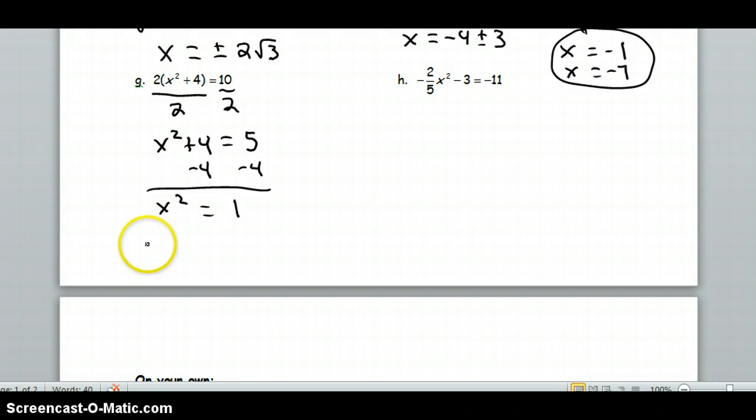And when I take the square root of both sides, now 1's a perfect square. That's kind of a nice one. So I'm going to end up with x equals plus or minus 1.